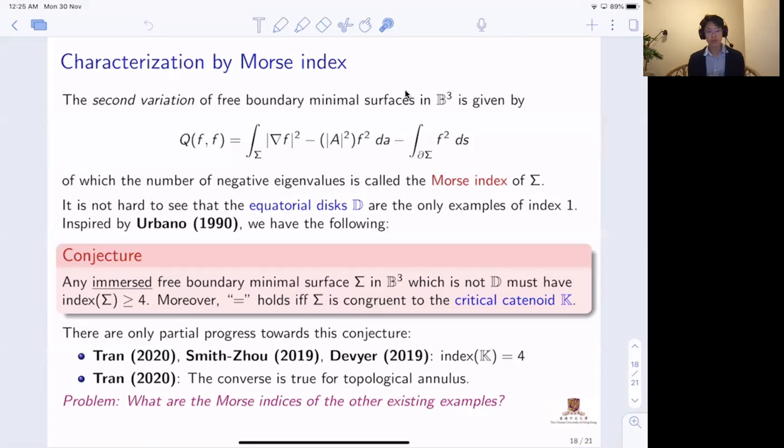So of course, a related problem is whether we can compute the Morse index of the other examples that we have talked about before. Okay, so this is not an easy task actually.